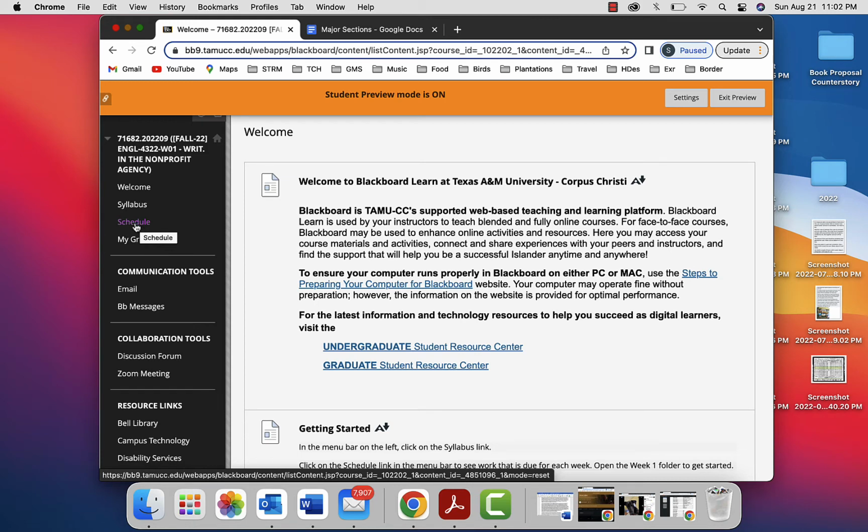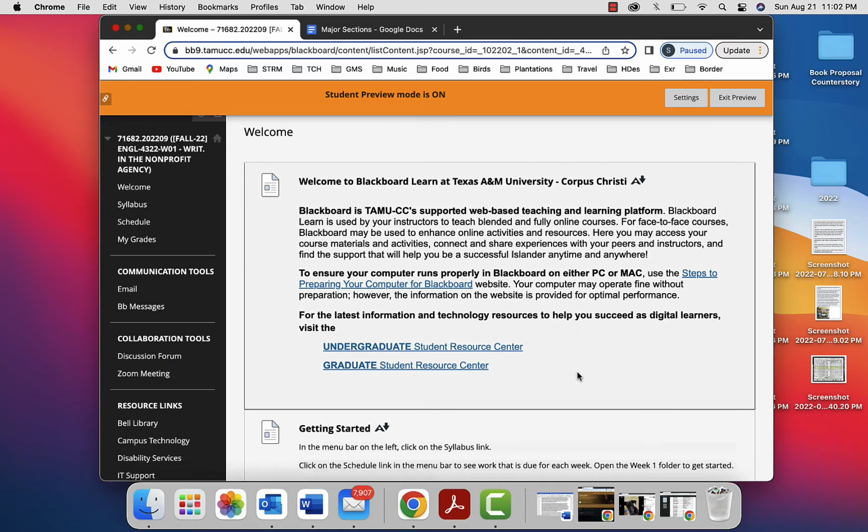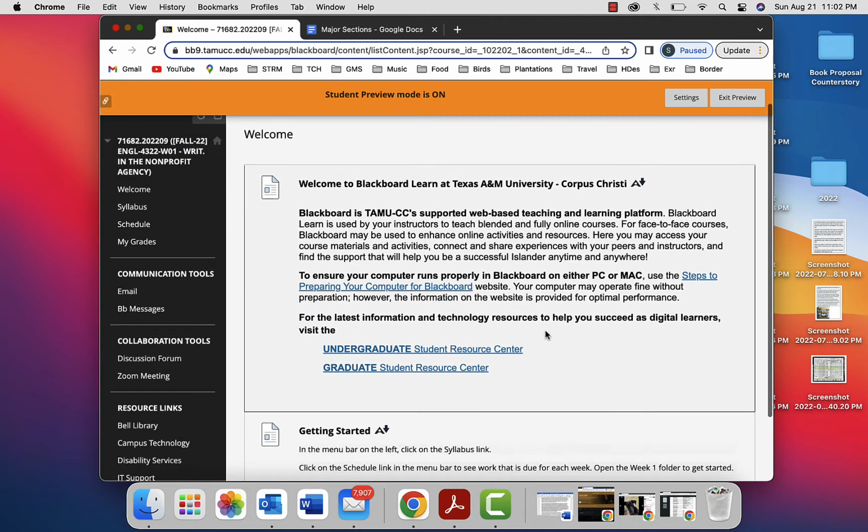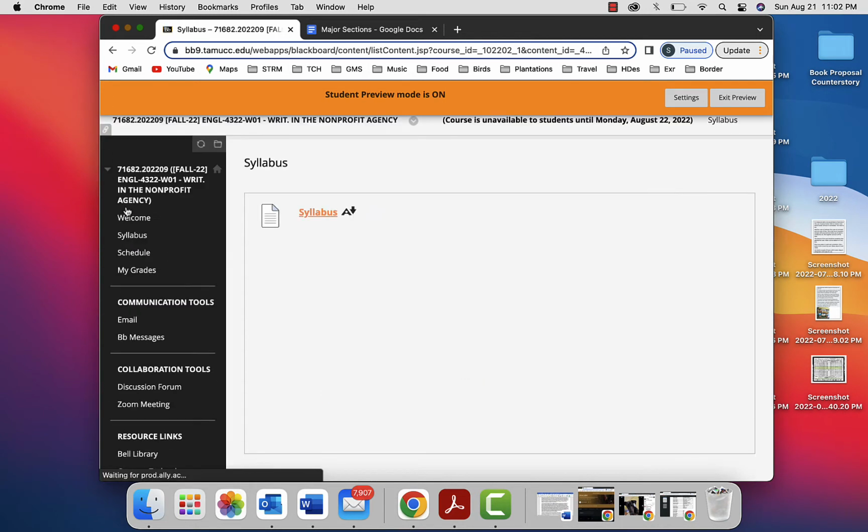And the schedule link and the discussion forum. Those are the two main things that I generally use. I just try to keep things simple in Blackboard. But you'll want to look at the syllabus, and I'm not going to read that to you, but it's here, so make sure that you look at that.